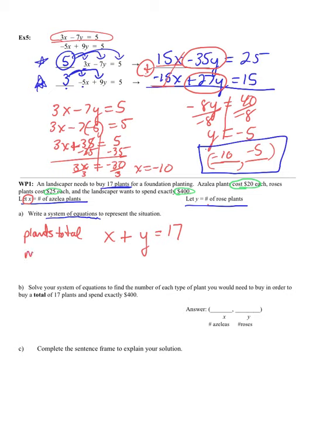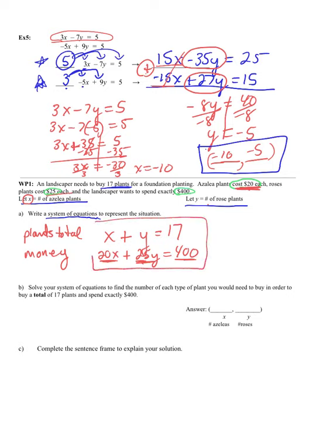Then for my second equation, I'm going to deal with the money. So it says azaleas cost 20, so 20x plus roses are 25, 25y equals 400. And when you think about it, this is money, $20, money, 25, to 400. So money to money to money. You want to make sure that when you set up your equations, you're thinking about the labels that would be on each, and money would be on these. All right, so now I have my system. I have two equations that I'm going to use.